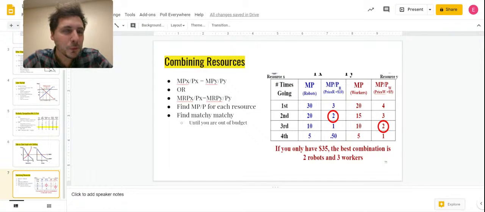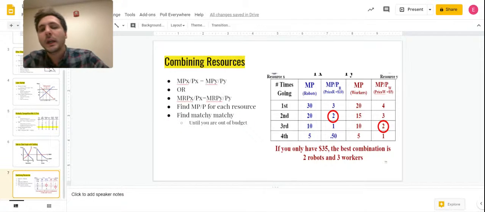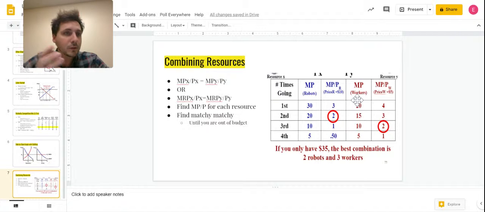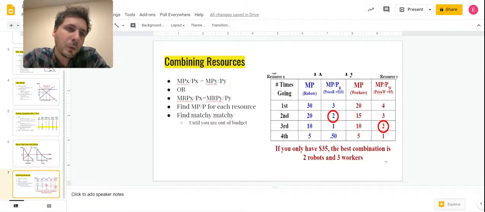Now we're combining resources, and this is actually review. We're just changing the terminology a little bit. So how do we do this? In this scenario, we have more than one resource, right? We can choose between, in this scenario, robots and workers. So the question is, how many robots and how many workers? What combination should I do?